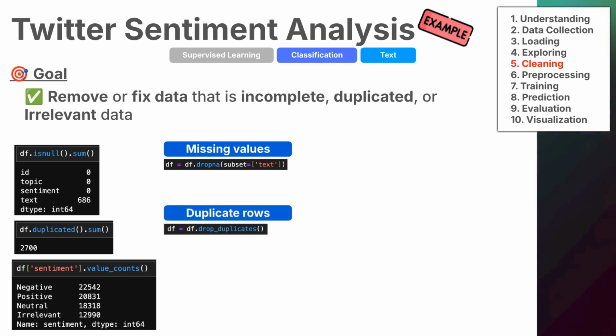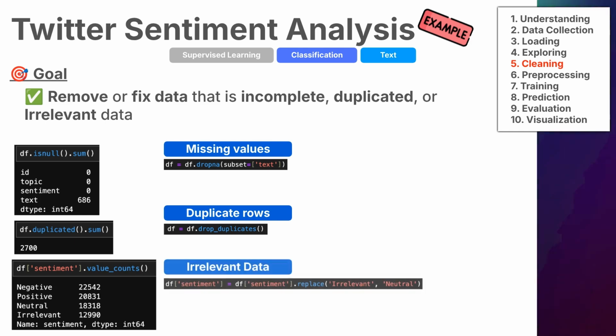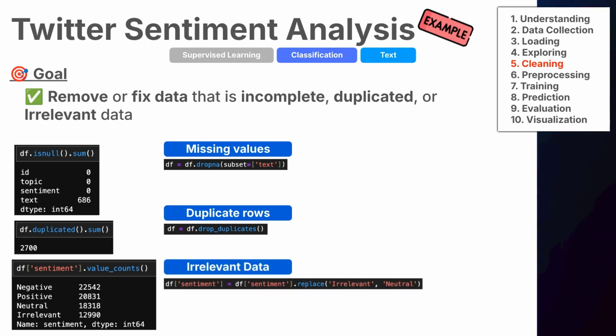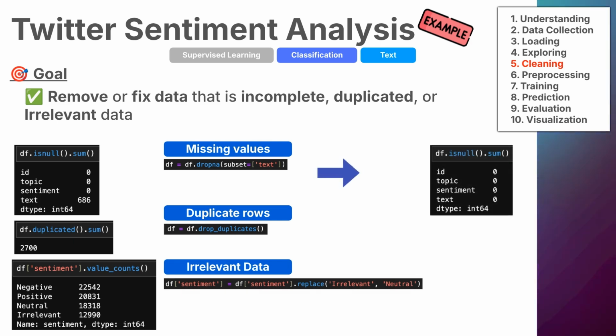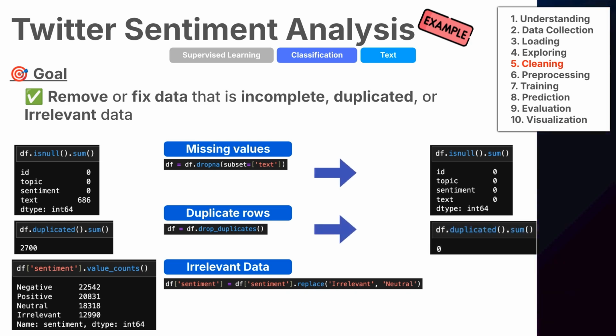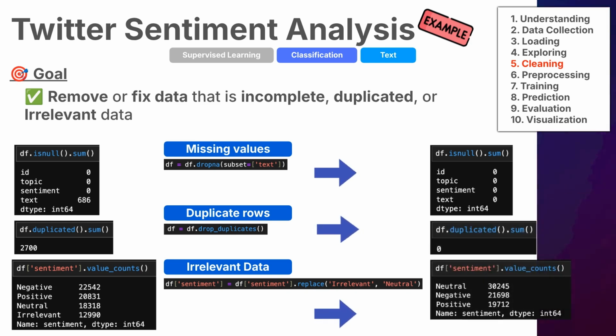Next, we remove all duplicate rows with drop_duplicate method to ensure that the model does not see repeated data, which could introduce bias. Finally, based on the Kaggle description, we replace all irrelevant sentiment labels with neutral using the replace method. After cleaning, all rows now contain valid tweet text. All duplicates are removed. Sentiment labels are now standardized to 3 classes only: positive, negative, and neutral. This prepares the data set for the next step, pre-processing, where we will transform the text data into a format suitable for machine learning models.